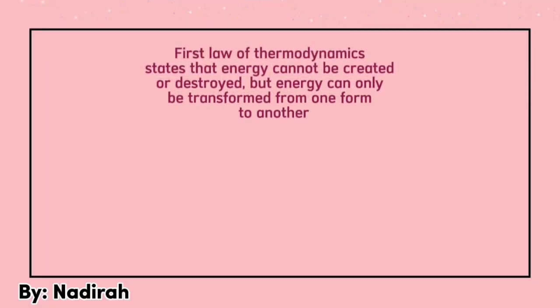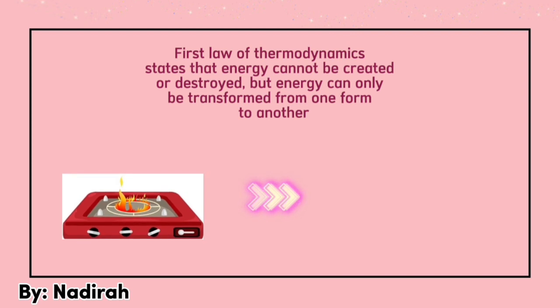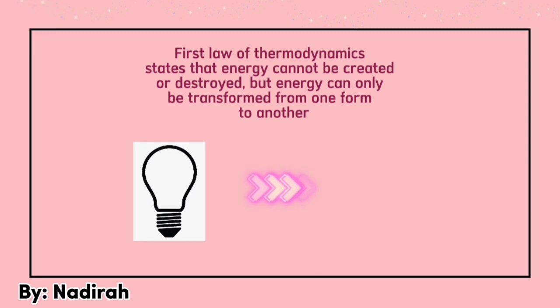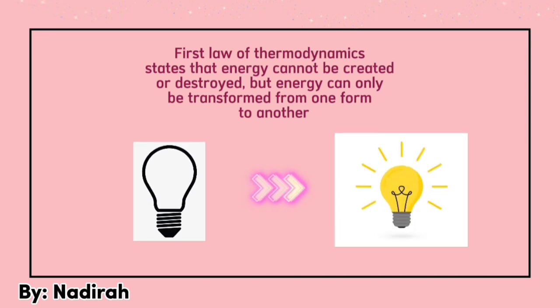First law of thermodynamics states that energy cannot be created or destroyed, but energy can only be transformed from one form to another. For example, gas stoves transform chemical energy from natural gas into heat energy, or light bulbs transform electrical energy into light energy.